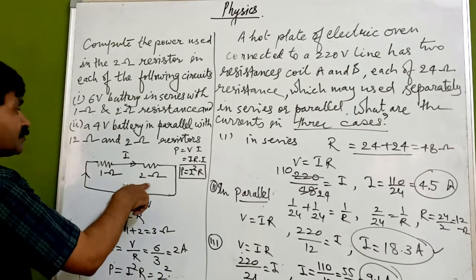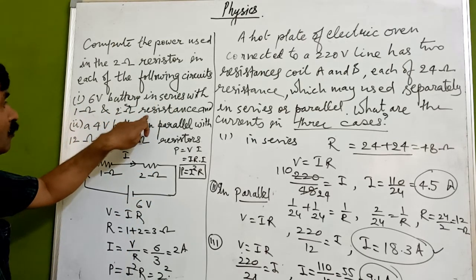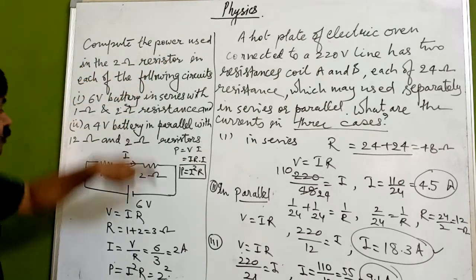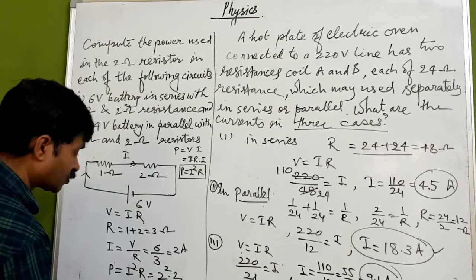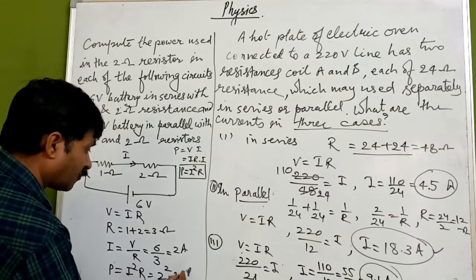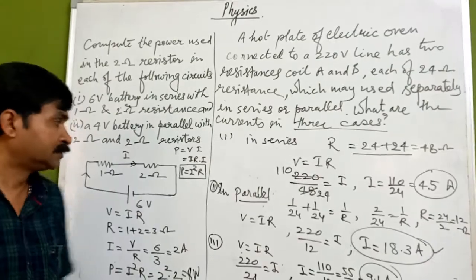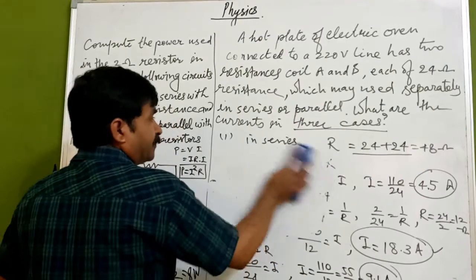R is 2 because we have to calculate for a 6 volt battery in series with a 1 ohm and 2 ohm resistance. We have to compute the power used in the 2 ohm resistor only. So for the 2 ohm resistor it is going to be 2 square times 2, which means 8 watt. Okay.